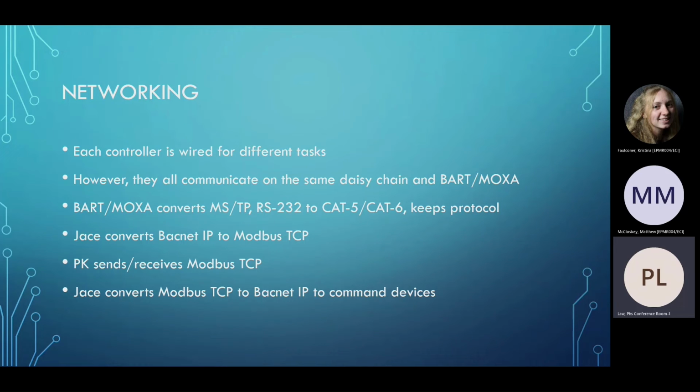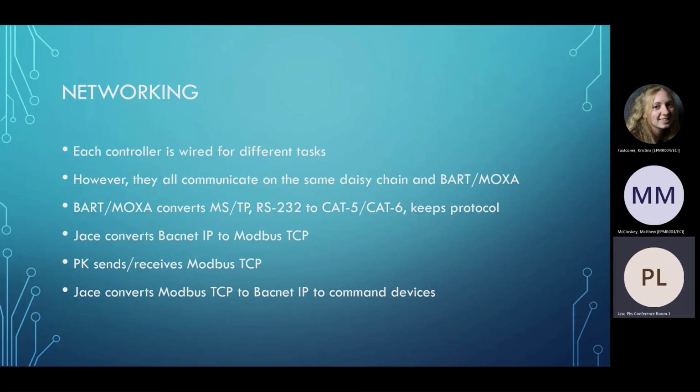So all the VAVs and ECB 300s will be connected through a BART. All of the flow transmitters will be connected through a MOXA. And all that does is change the wiring, particularly for the BART. It changes it from MSTP wiring to Cat6 wiring. It's still BACnet protocol, but changes the wiring. And for the MOXA, it changes RS-232 to Cat6.